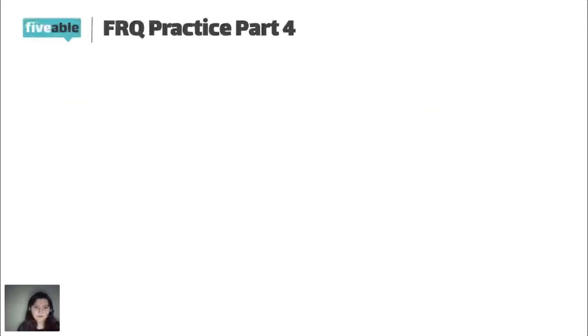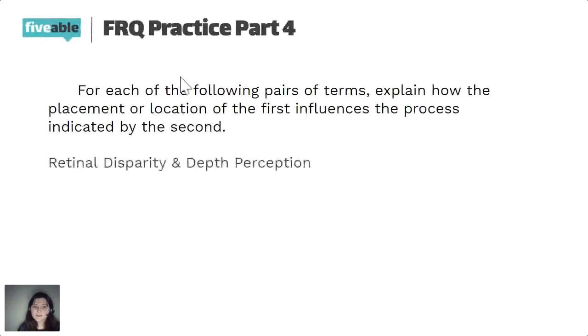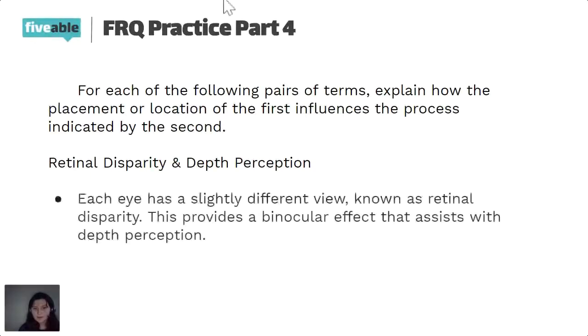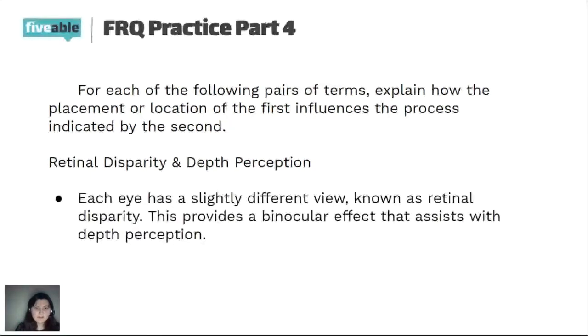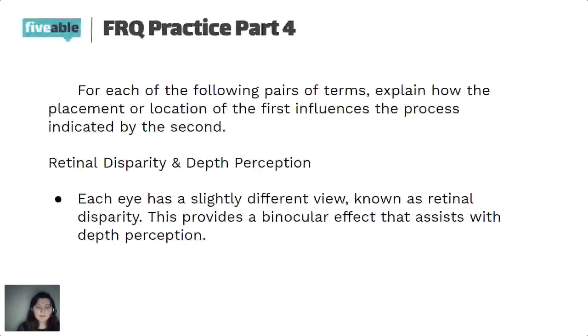After that, we have part 4, which is the retinal disparity and depth perception. This should be a Unit 3 concept, but if you have any questions about it, let me know. Overall, though, there should be 7 parts for this. Most free response questions have around 7 parts, but not guaranteed. Okay, so the answer for this question: each eye has a slightly different view, which is known as the retinal disparity. Disparity being the difference between each retina. It kind of provides a binocular effect that assists with depth perception.